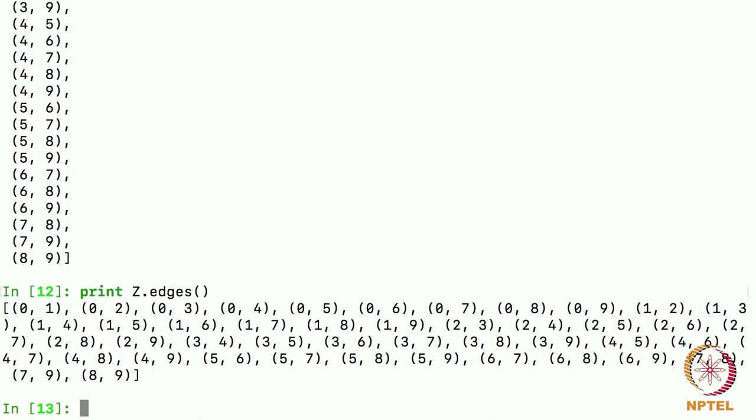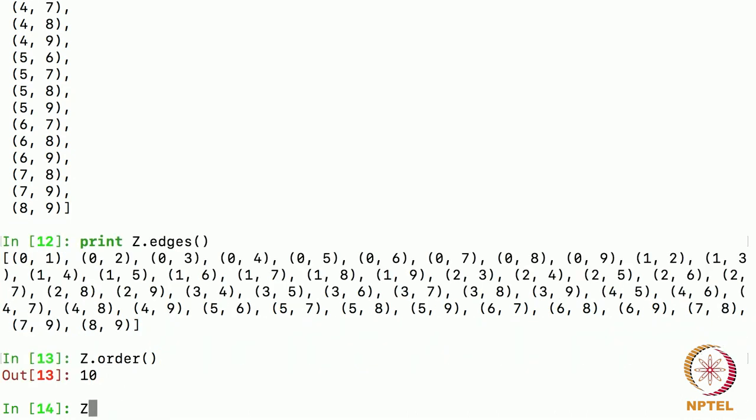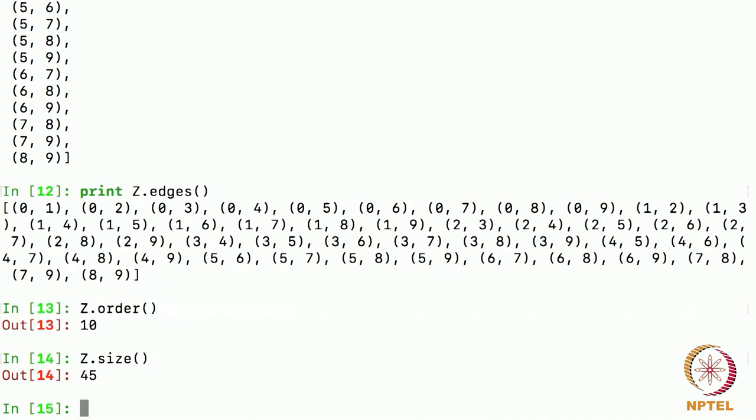How do I say it is 45? There is another command called Z dot order, which stands for the number of nodes in the graph, and Z dot size, which tells you the number of edges in the graph. There are 45 edges.